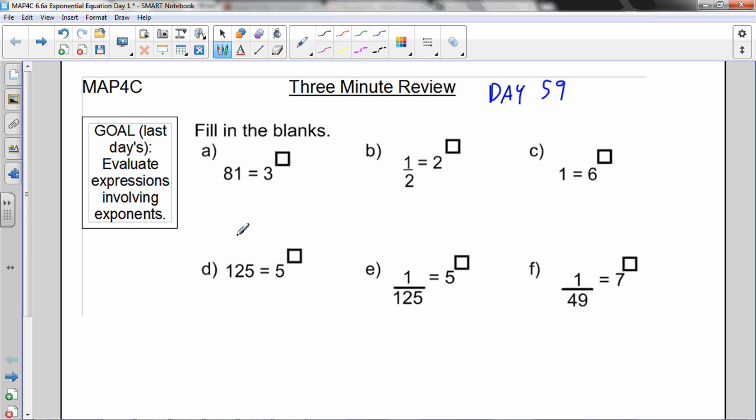So here we just want to fill in the blanks. So we've got 81, and that's 3 to the exponent something. And so the question is what goes in this blank? Well, you can use guess and check in your calculator, or you just sort of start multiplying up by 3. 3 times 3 is 9, times 3 is 27, times 3, well, 27 times 3 is pretty darn close to 81, isn't it? So that's 4.